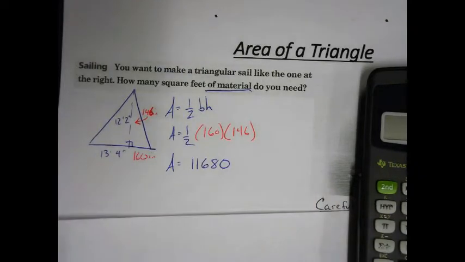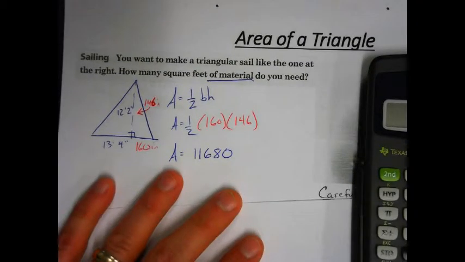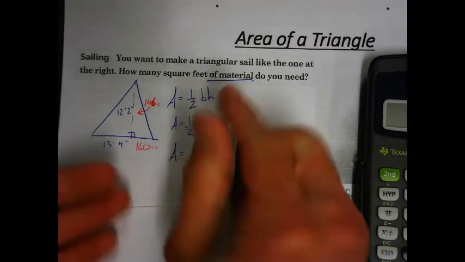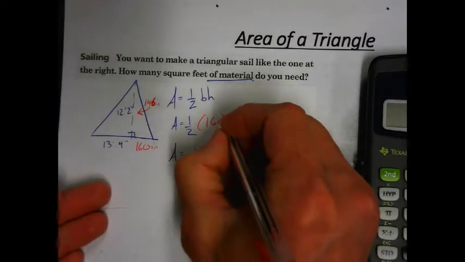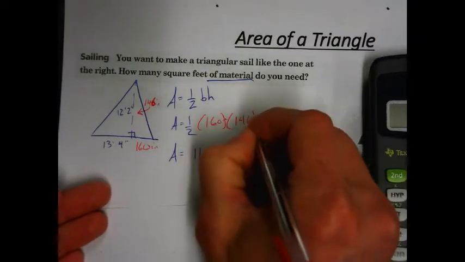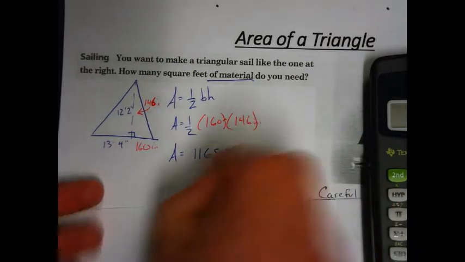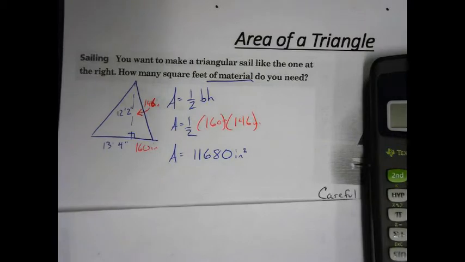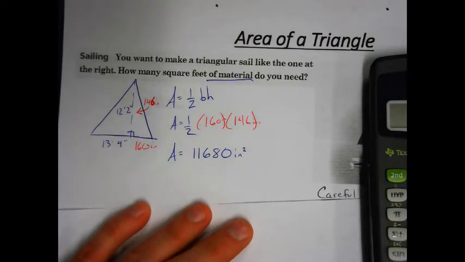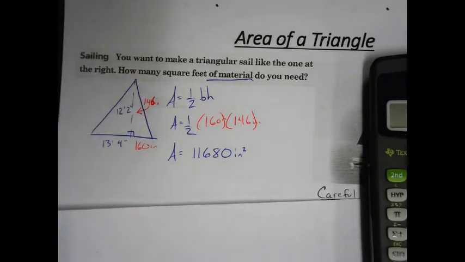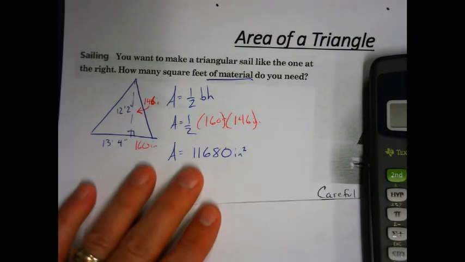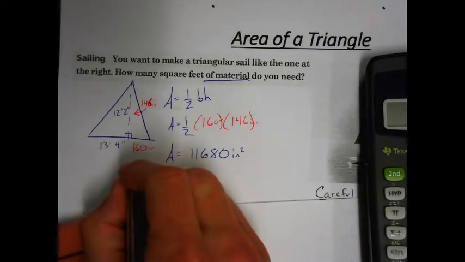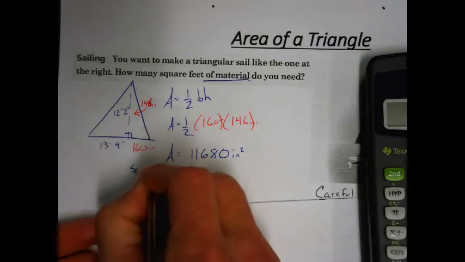11,680. Now, we talked about this in the last video, and I'm going to talk about it again. 11,680 what? Remember, we were dealing in inches. So this 160 was inches, and this 146 was inches. So it's 11,680 inches squared. So we have to be careful, because now we're going to figure out how many square feet of material we need. This is in square inches. We need square feet. So how do we go from square inches to square feet?